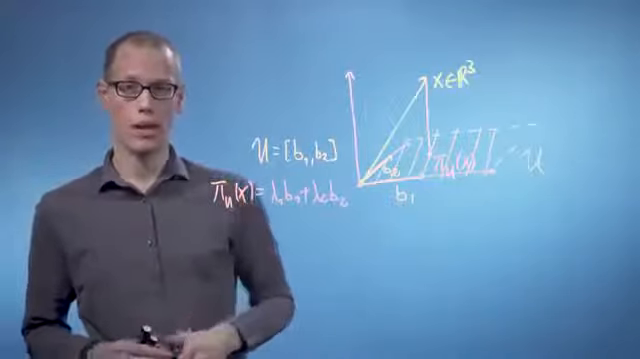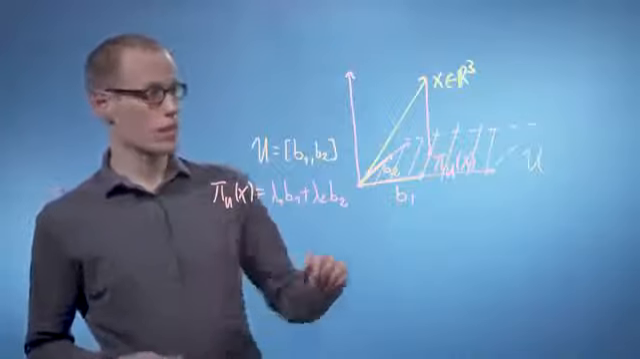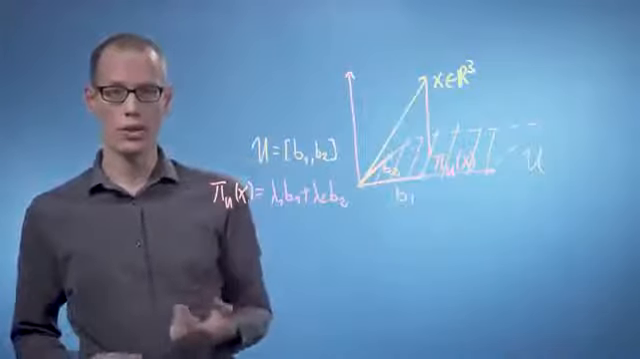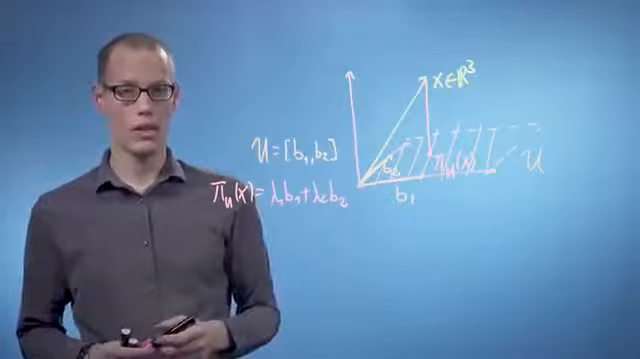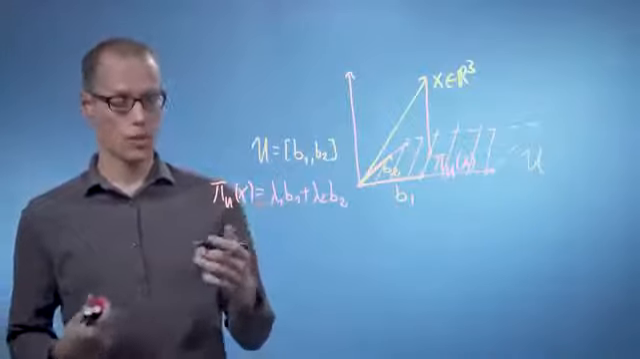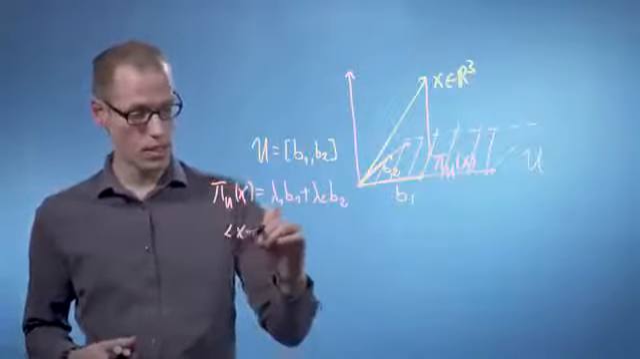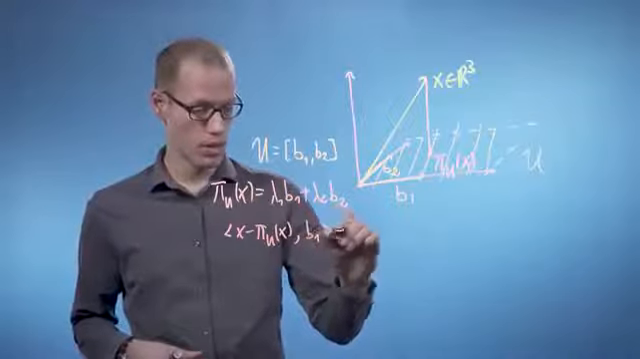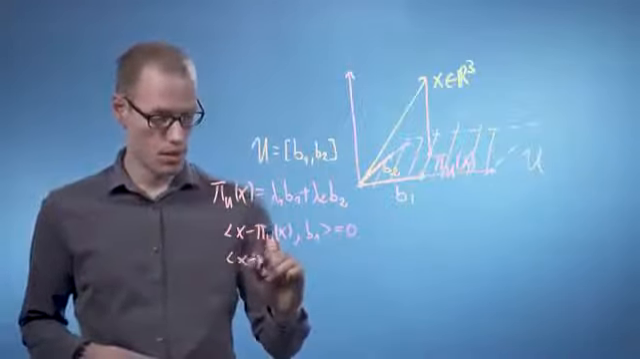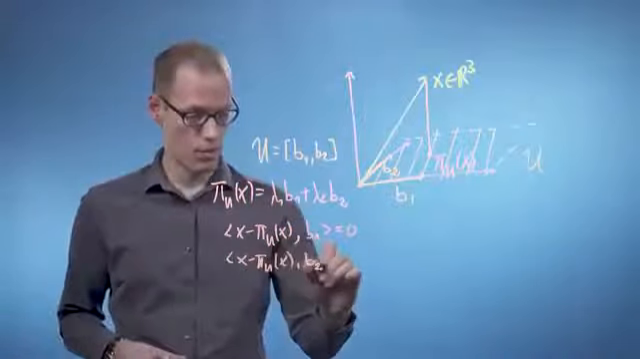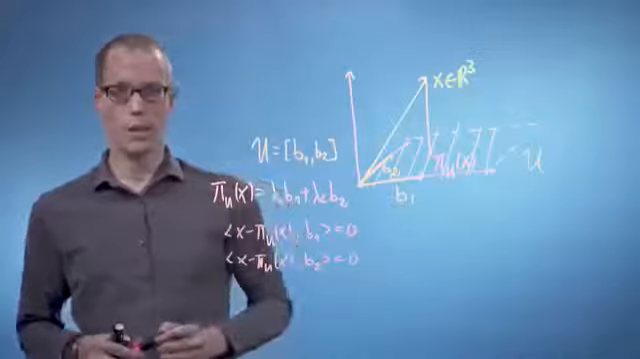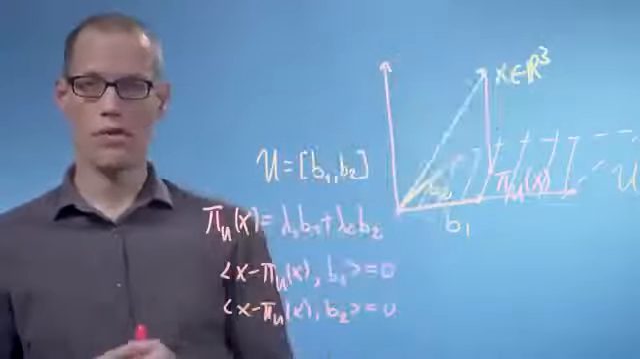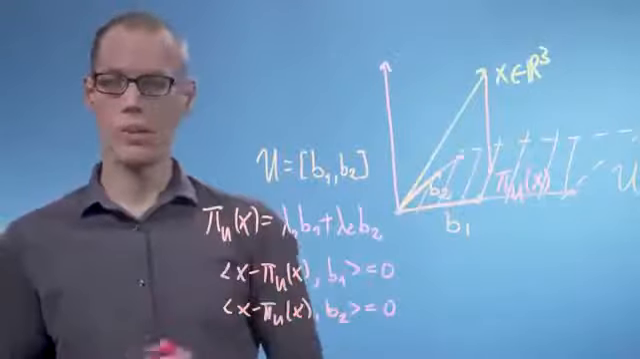for appropriate values of lambda 1 and lambda 2. And the second property is that the difference vector of x minus pi u of x, so this vector over here, is orthogonal to U, which means it's orthogonal to all basis vectors of U. And we can now use the inner product for this, and we can write that x minus pi u of x inner product with b1 must be 0, and the same is true for b2. But now let's formulate our intuition for the general case where x is a d-dimensional vector and we're going to look at an m-dimensional subspace U.